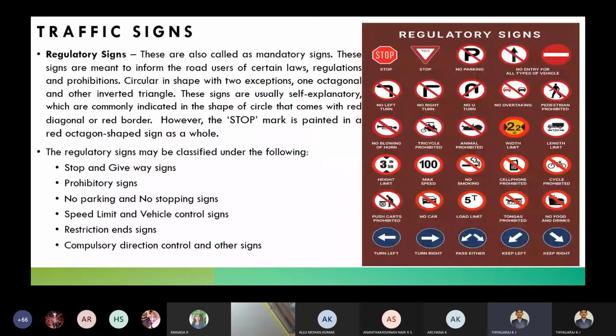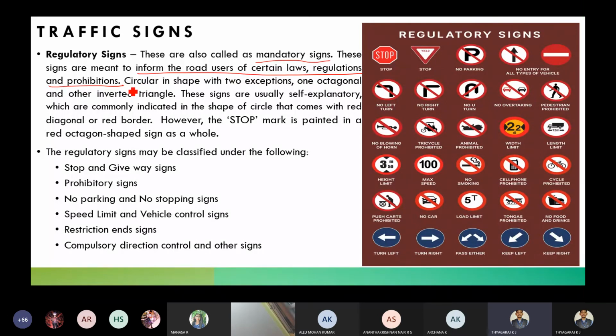We can observe here, regulatory signs are also called mandatory signs, meaning compulsory signs you have to follow. All the signs are circular in shape, with a red border, white background, and black indications. These are meant to inform road users of certain rules, laws, and prohibitions, covering violations, prohibitions, and regulations.